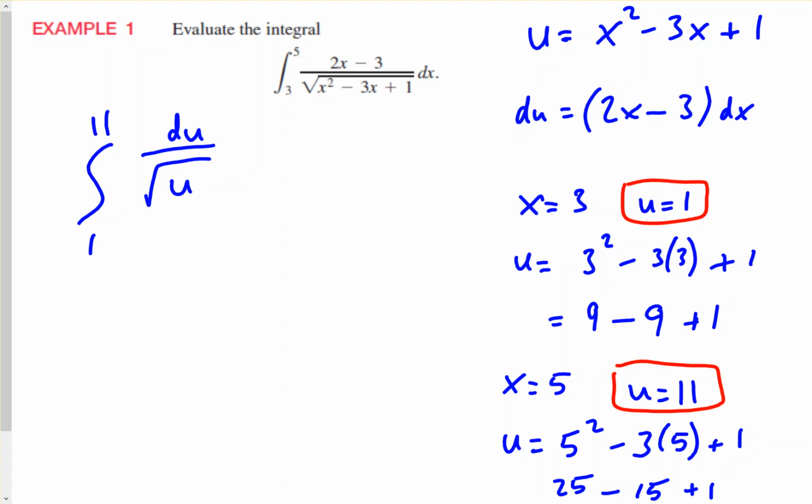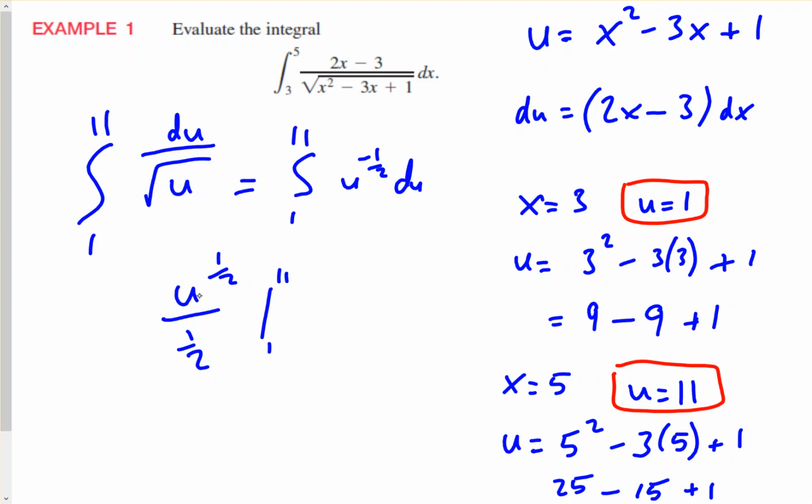Okay, so we could work with this. We could say that this is going to be u to the negative 1/2 du, and then we can integrate from here. And so if we add 1 to the negative 1/2, we get a positive 1/2. So this would be u to the 1/2 divided by 1/2. Okay, in other words, when we divide by 1/2, we get multiplied by 2. So 2 u to the 1/2, which is the same as 2 times the square root of u.